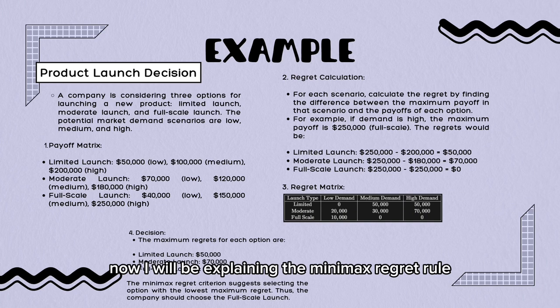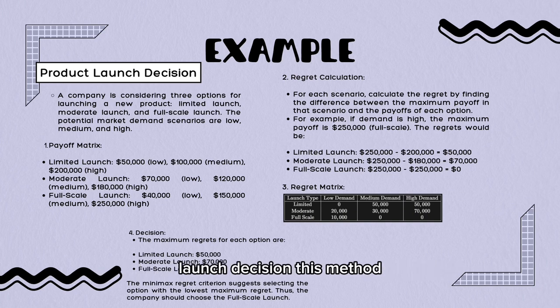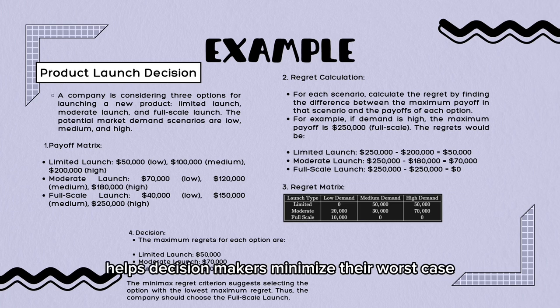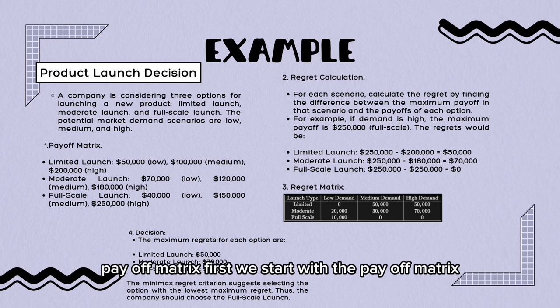Now, I will be explaining the Minimax regret rule using a practical example of a company's product launch decision. This method helps decision makers minimize their worst-case regret when faced with uncertainty. Let's go through this step by step. Step 1. Payoff matrix. First, we start with the payoff matrix.